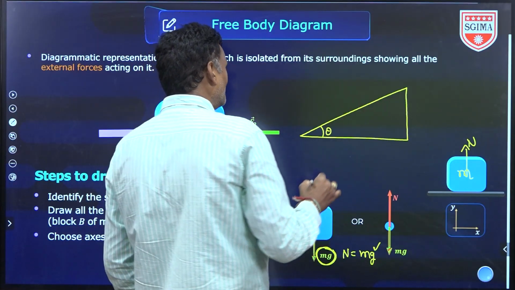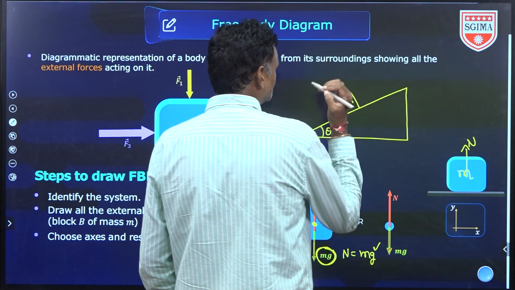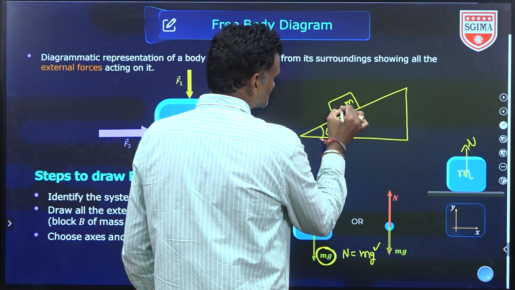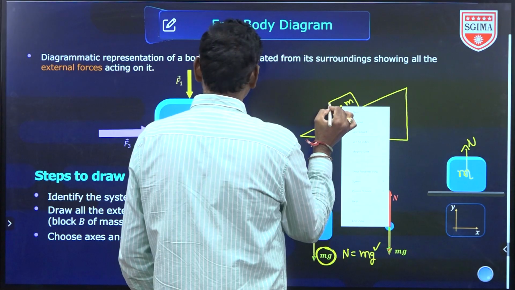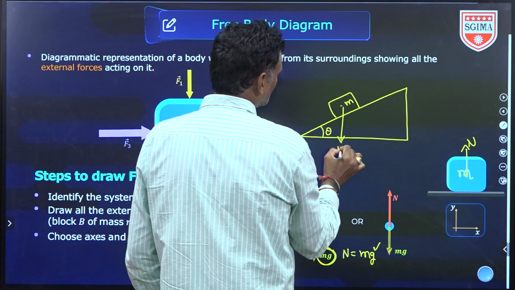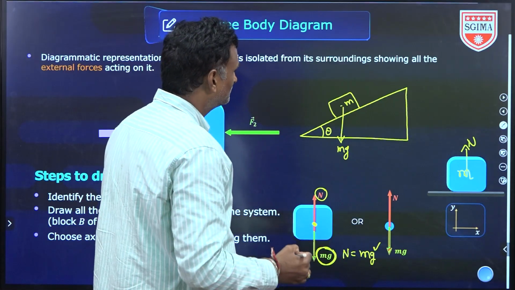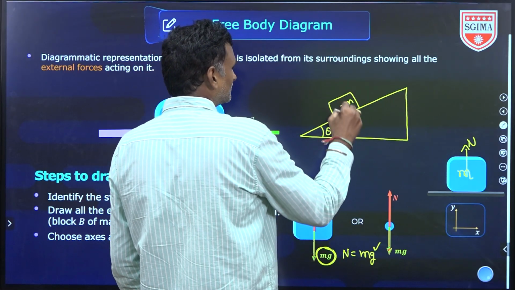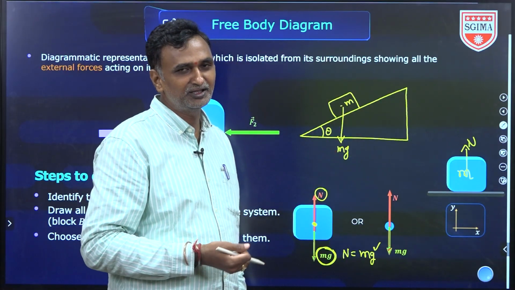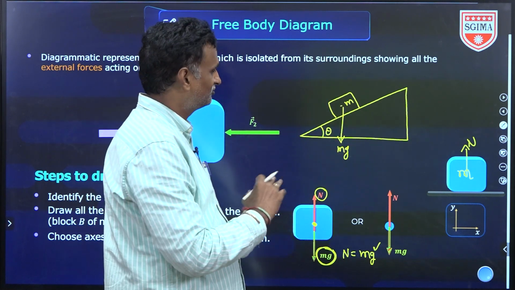So a block is kept on the wedge, whose mass is m, suppose. Now its weight always acts vertically downward. Just understand here, its weight always acts vertically downward through the center of mass. Now we need to resolve this force along the inclined plane and perpendicular to the inclined plane. That is a required condition, it depends on the question. But in which direction the force is acting, we have indicated.